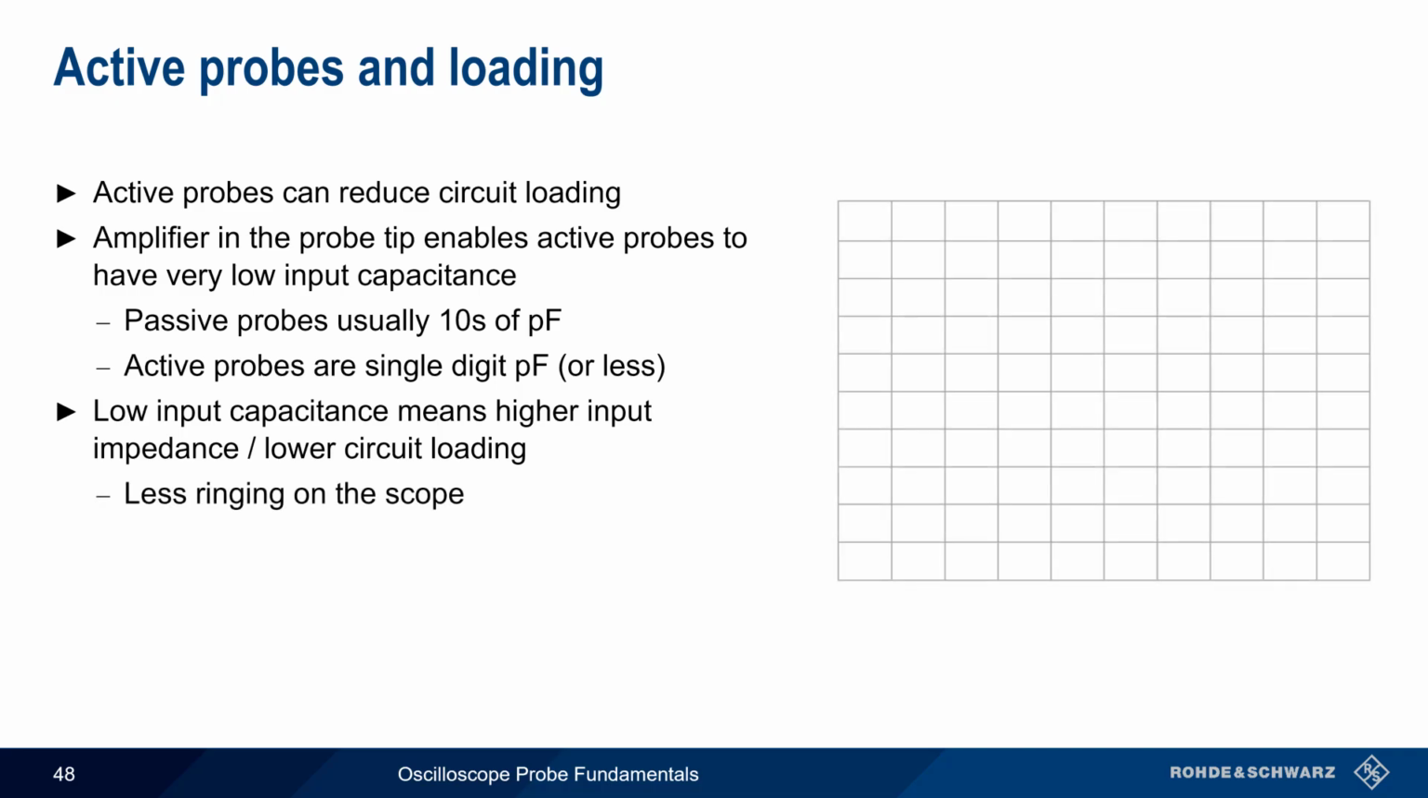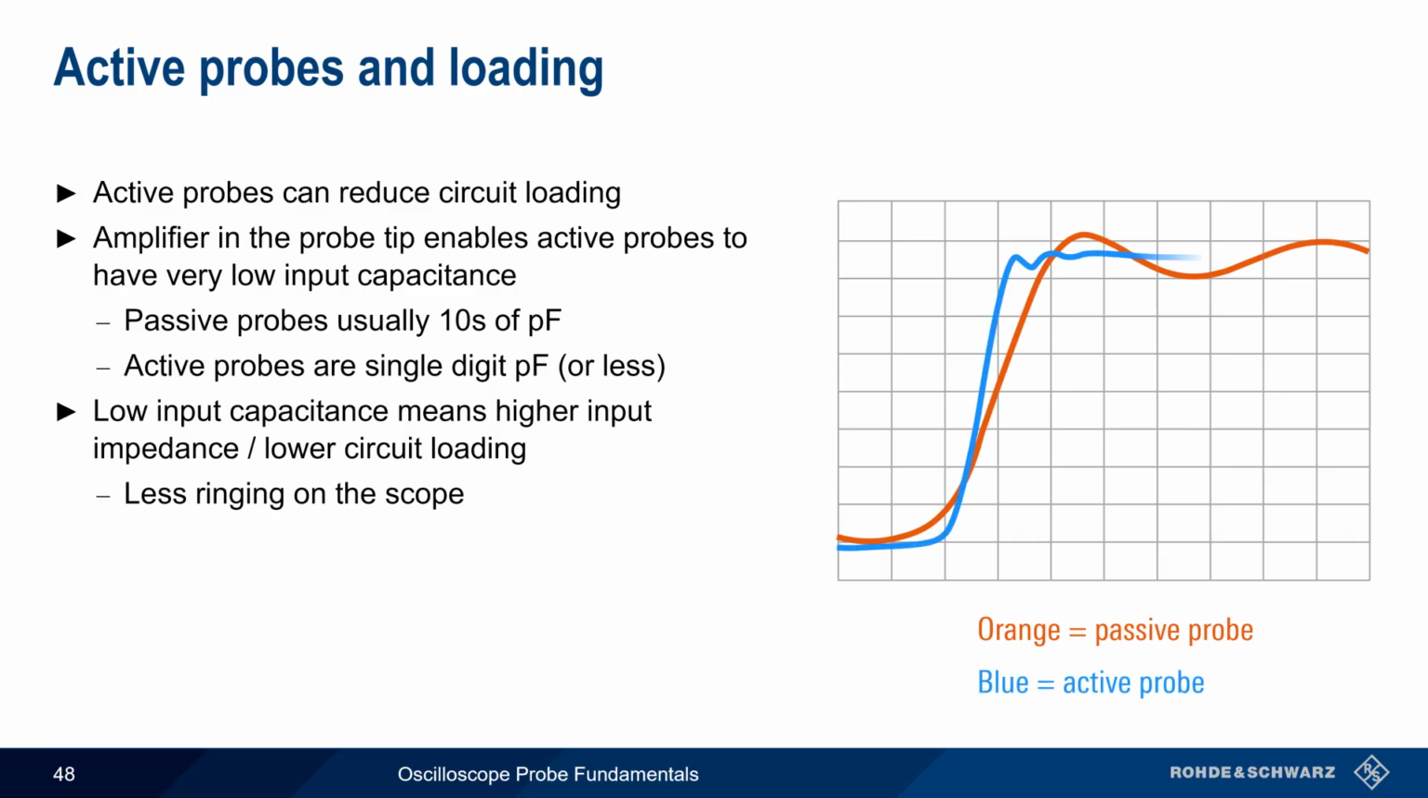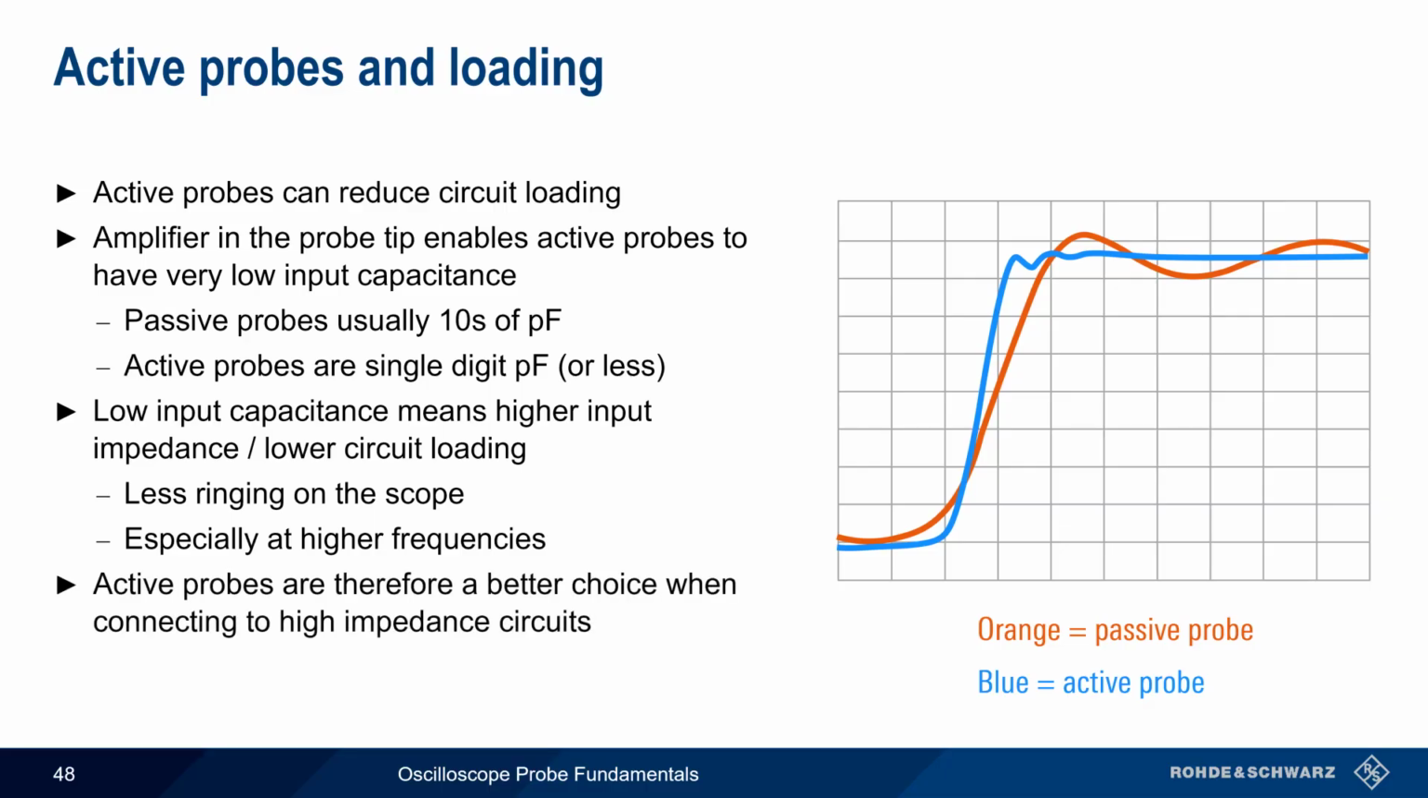For example, the amount of ringing seen on a square wave signal is significantly higher with passive probes than with active probes. This is especially true at higher frequencies. Active probes are therefore often a better choice when connecting to high impedance circuits that would be significantly loaded by using passive probes.